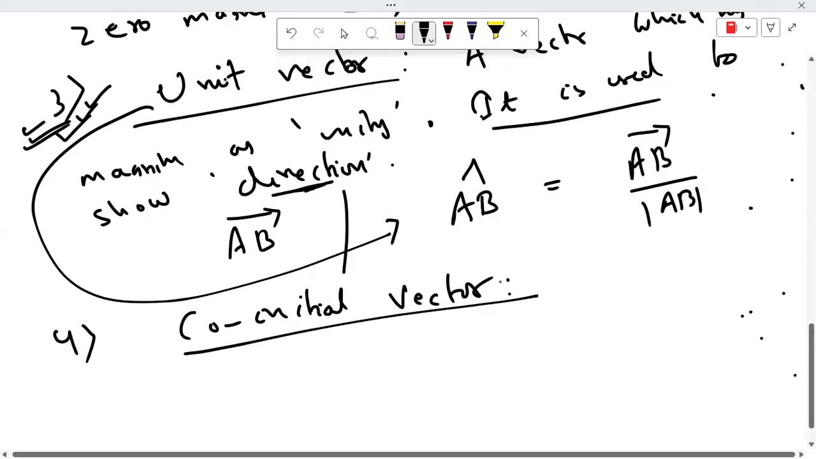Co-initial vector. Can anyone take a guess what it will be? Starting from the same point. Yes. Vectors having the same initial point are called co-initial vectors. Please note it down.